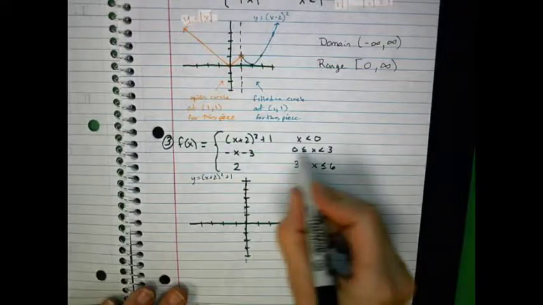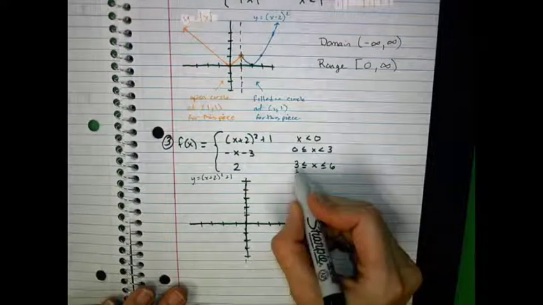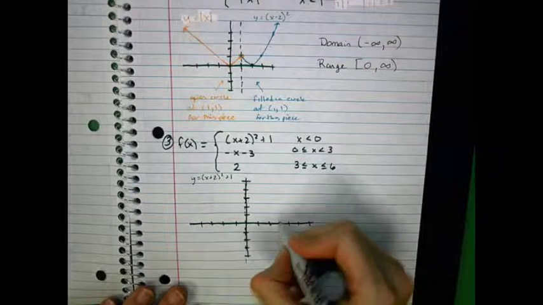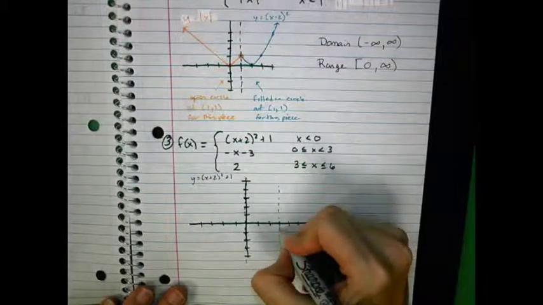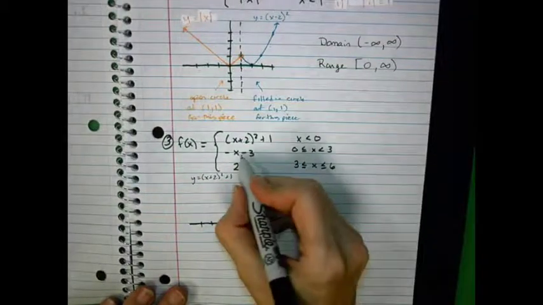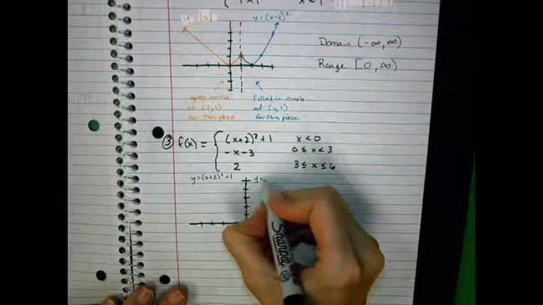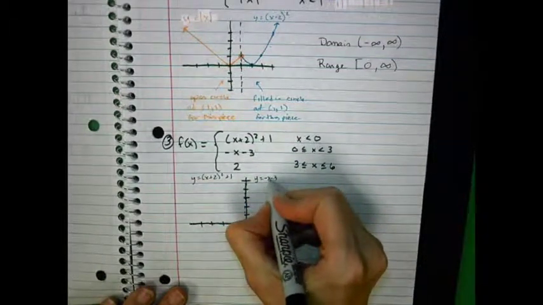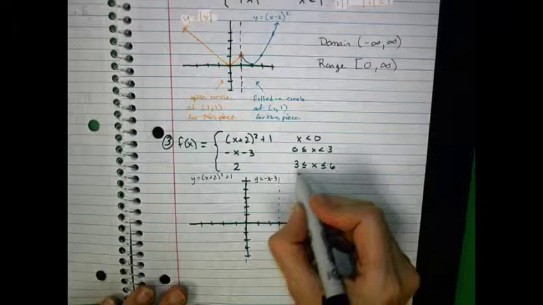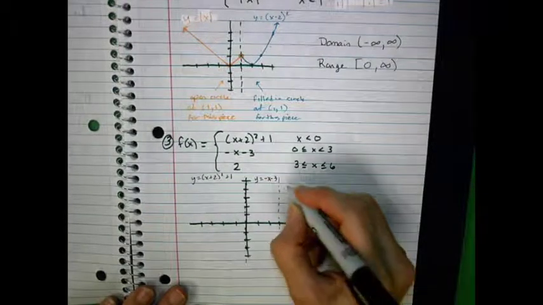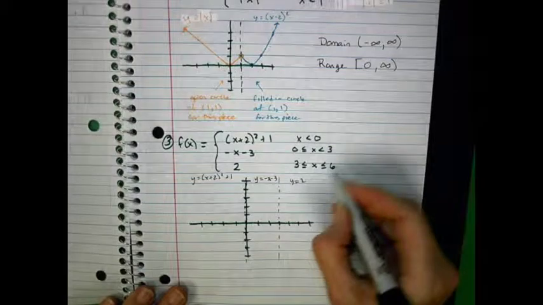And when x is less than 0, I'm using this parabola, this quadratic function. And then from 0 to 3, the next place where the rule changes is at 3. 1, 2, 3. And between 0 and 3, it looks like I'm using this rule, y equals negative x minus 3. And then after 3, I'm using this one. So this is y equals 2. Not forever, though, only until 6.